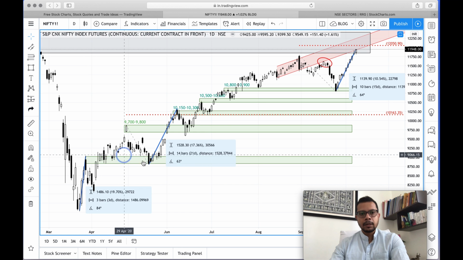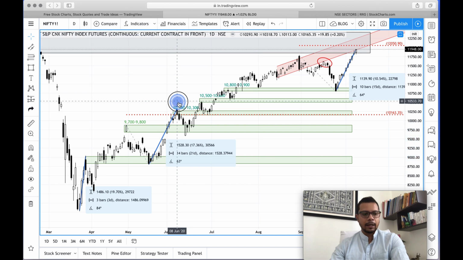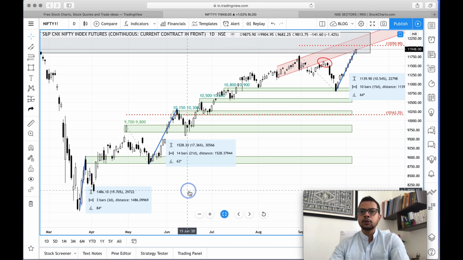But a more meaningful rally or bounce back is from the lows of 18th May to the highs of around 8 June. This is very similar to what we have in our hands right now. It was around the same 62, 63 degrees, the rate at which it was accelerating. It gave us around 17.5% of gain in 14 bars. As of now, we have the same degree of acceleration, around 11% in 10 bars.